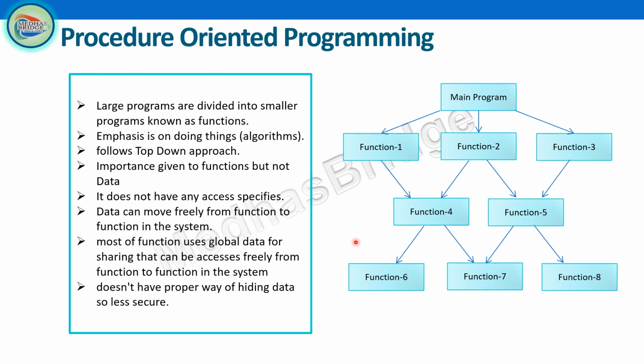It does not have any access specifier to access the data. Data can move freely from one function to another function. Most of the functions use global data for sharing that can be accessed freely from function to function in the system. It does not have a proper way of hiding data, so it is less secure. Any function can manipulate the data.